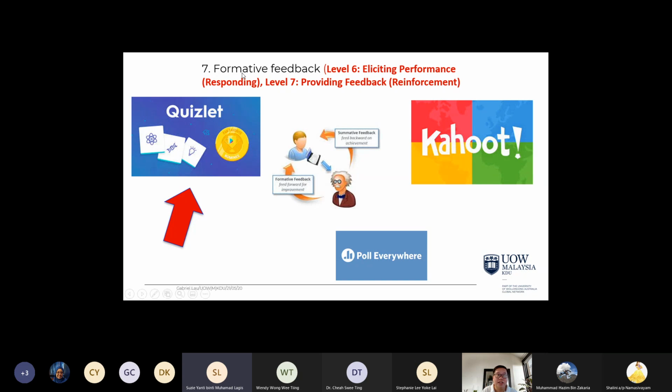Okay, so based on Gagne's, it will be eliciting performance. You want to get performance or responses from the student, and also provide feedback. We need to get their performance, which means you need to know their understanding. Every packet finished, get performance feedback. Do you understand? Do you understand? Then after that, we reinforce. We reinforce back to them.